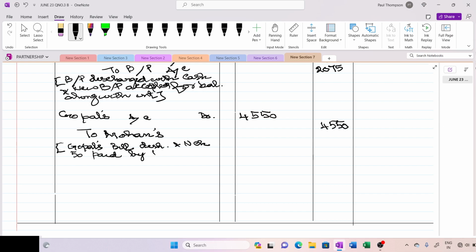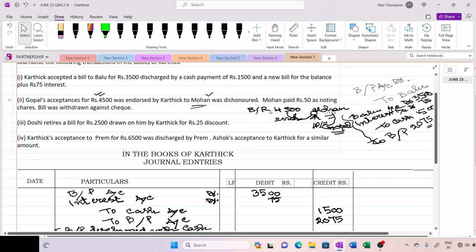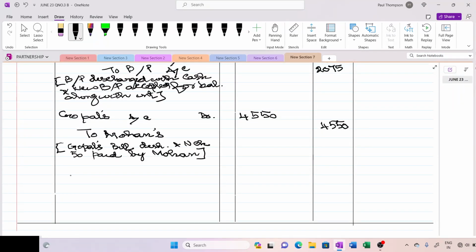So now they have said that this bill was taken by Mohan to Gopal, and Gopal failed to make the payment, and Mohan has paid noting charges also. And now this bill was withdrawn because I have to make a payment to Mohan. Karthik, I mean here Karthik, I am always meaning Karthik. Karthik has to make payment to Mohan for 4500. For that only he has endorsed the bill. Now that bill he has to withdraw against check. Now we have made payment to Mohan by issuing a check.